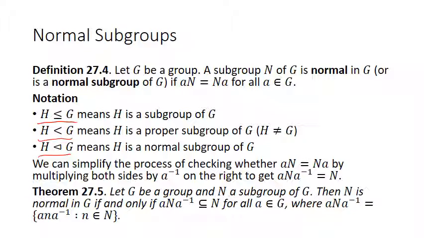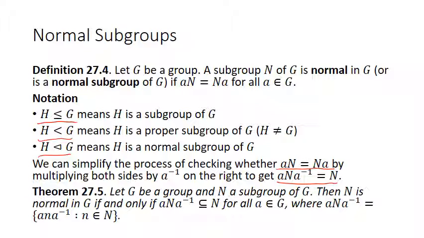So we can simplify this process of checking whether all the left and right cosets are the same by multiplying both sides of this AN equals NA equation. If we multiply them on the right by A inverse, then we get this equation right here. So AN A inverse equals N. So that is an easier way to check. And then the next theorem is showing us that there's actually an even easier way than that.